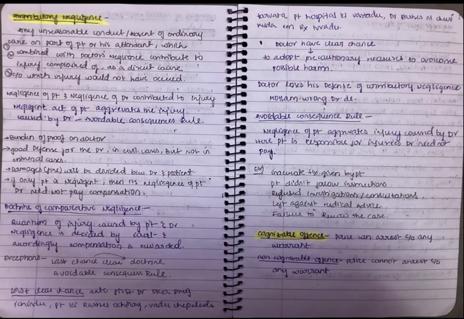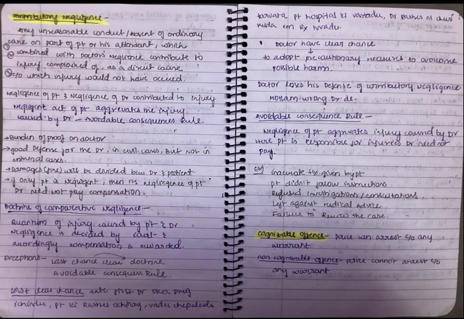Coming to contributory negligence, here the doctor and the patient both are responsible for the negligence. So the negligence of a patient and doctor contribute to the injury. Coming to the doctrine of comparative negligence, here the quantum of injury caused by the patient and doctor negligence is decided by the court, and accordingly compensation is awarded. That means both are responsible for the negligence, right? So the court sees who is more responsible for the negligence and gives more compensation to them, right? That means they have to pay more money if they are more negligent. That is the doctrine of comparative negligence.